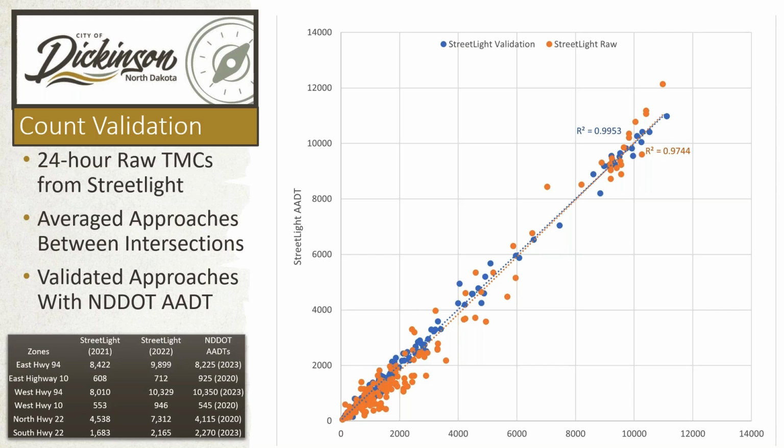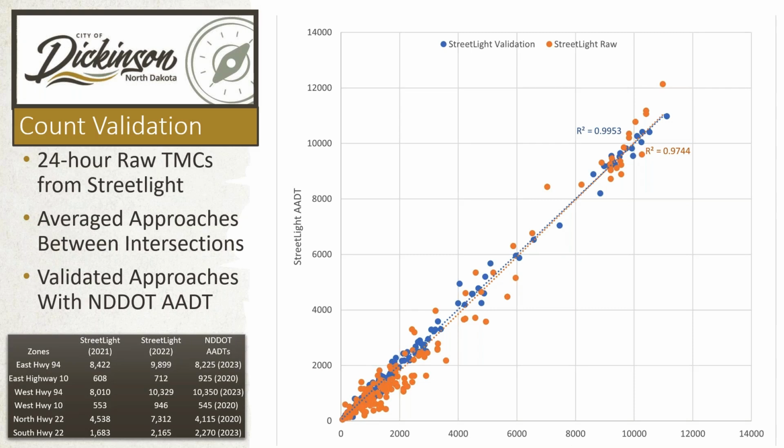So that figure on the bottom left, comparing 2021, 2022 Streetlight data along with the North Dakota AADTs. The 2022 data just represented the area much better. Some were higher, some were lower, some were right on even, whereas 2021, most of our values were a little short of what we were hoping for. So we ended up using 2022 data for this project.